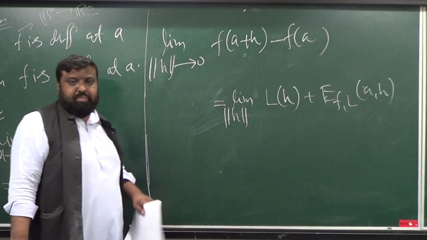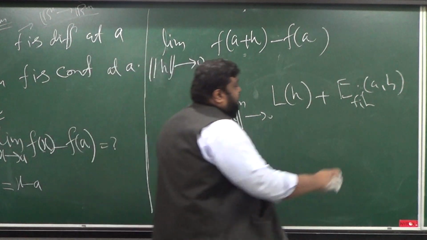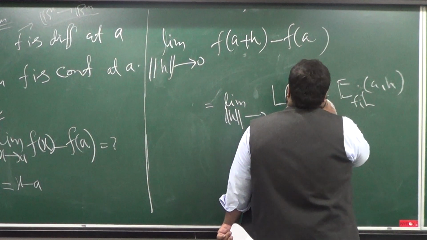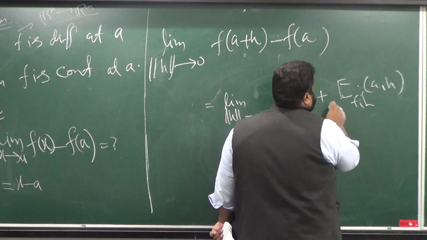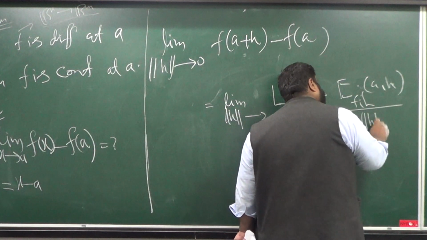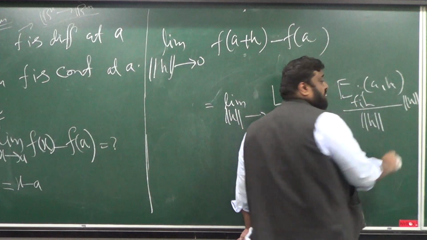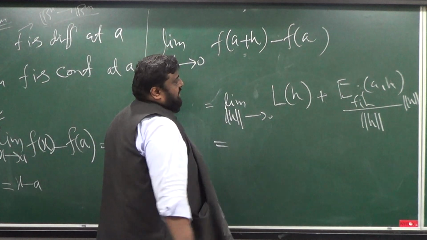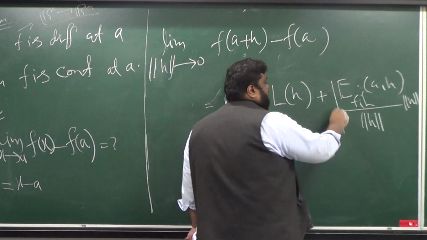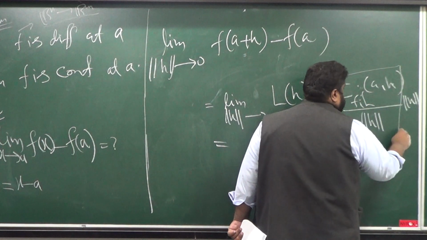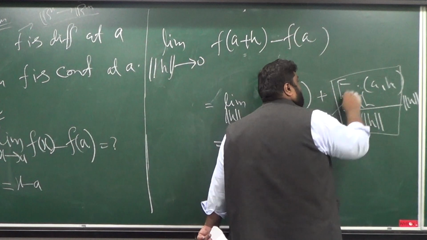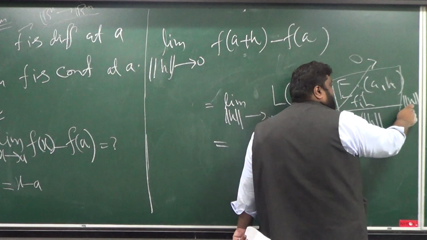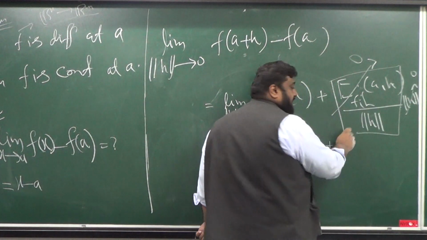So this is what is going to happen. I want this to go to 0. So what can I do? I divide by the norm of h and multiply by the norm of h. This is the trick that we can do. Now since the function is differentiable, this goes to 0 as the norm of h goes to 0, so this guy is 0, and multiplied by something that is 0, we have plus 0.